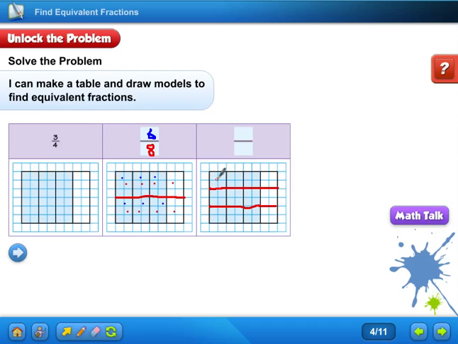How many total boxes do we have? 1, 2, 3, 4, 5, 6, 7, 8, 9, 10, 11, 12 pieces. And how many are shaded? 1, 2, 3, 4, 5, 6, 7, 8, 9. 9 are shaded.